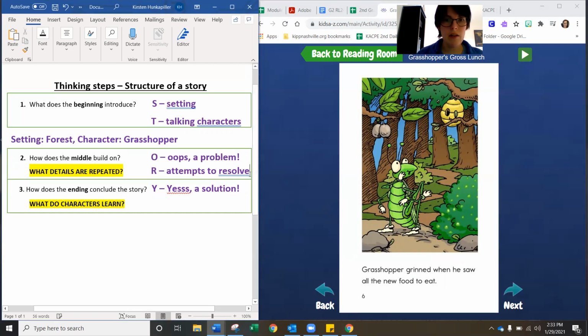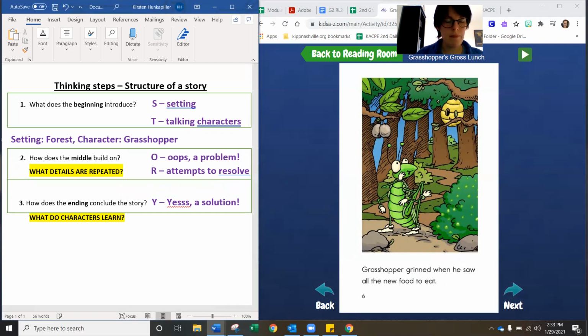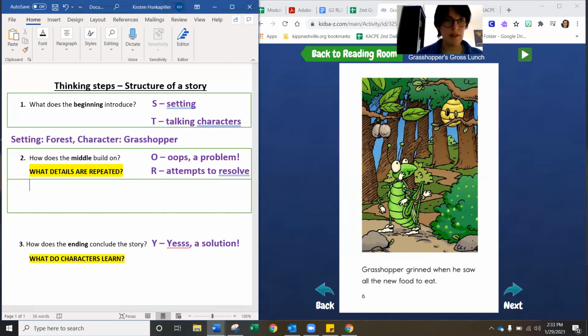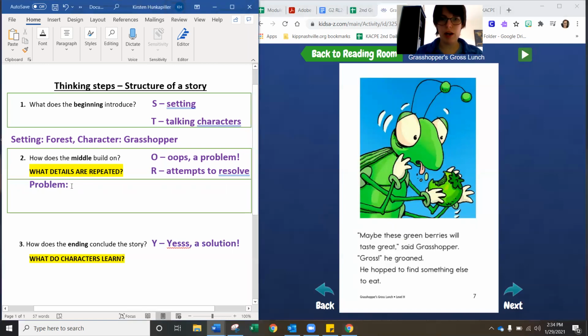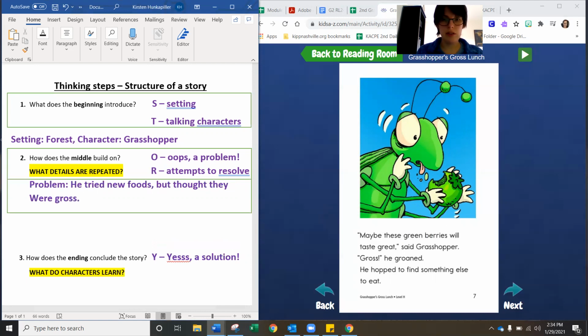So let's write down what the problem was. Well, let me move this down. The problem was that he tried each food, but then he didn't like it, right? It says, "Gross," he groaned. So he tried new foods, but thought they were gross. So how he tried to solve the problem each time, he tried a different food, right?